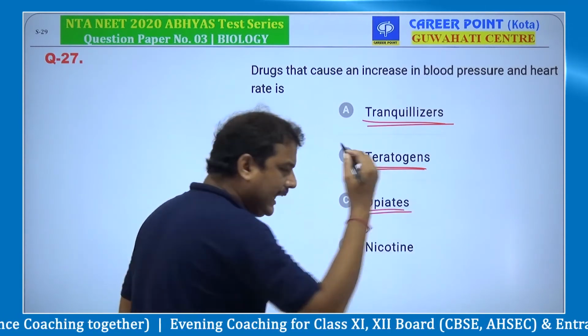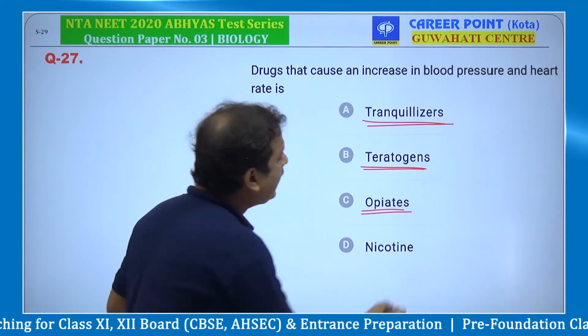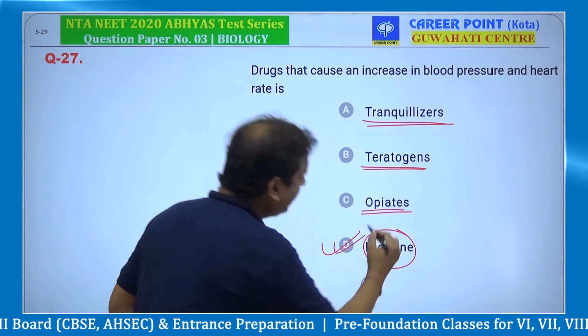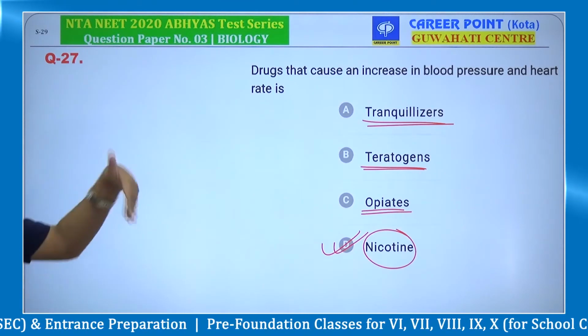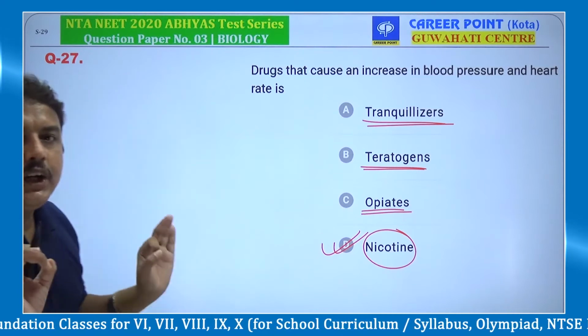Opioids, they are analgesics. The most classic example of opioids is morphine. Nicotine, this is the answer. Nicotine causes increased blood pressure and heart rate. So here the answer is nicotine.